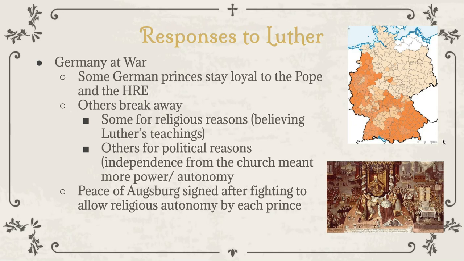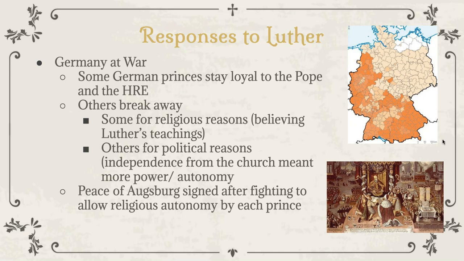He's got political issues, and Germany as a whole starts to devolve into its own conflicts. You have some German princes that are going to stay loyal to the Holy Roman Empire. If you look up at the map, the darker the orange color, the higher concentration of Catholics live in those locations. Today, you can still see the kind of divides caused by the Reformation. If you look basically principality by principality in Germany.